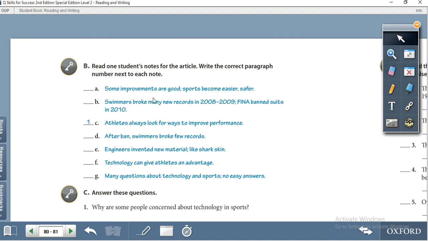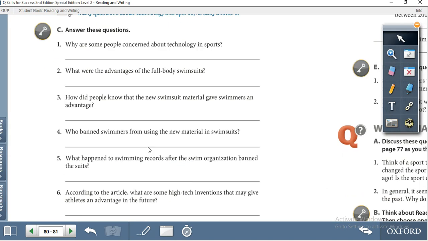For example, if you read the first sentence, it is about athletes always looking for ways to improve performance. So this is first, so you have to read all the paragraphs and number them. For example, what will be number 2? Some improvements are good, sports become easier and safer. Maybe it is not, so you have to read the article and number it 1, 2, 3, 4 according to the article, in sequence, in order.